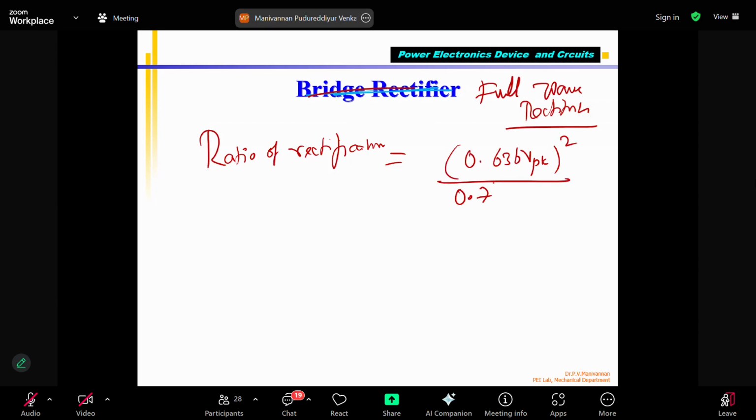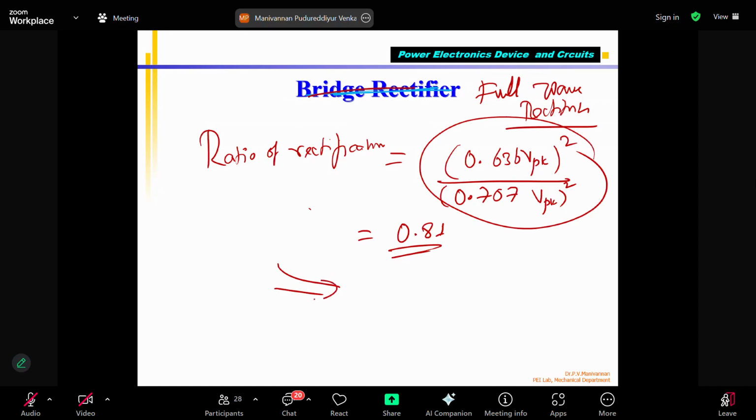This is arrived at based on some other derivation. If you go deep into each and every equation, it will take longer. Generally, this is the equation given to compute the rectification ratio of a full wave rectifier: 0.707 into V peak whole square. Correct? With 0.636 in the numerator, this is going to be 0.81. Correct? The value will be 0.81. Okay, you can see that the rectification ratio should be bigger and better. So how can it be arrived at?